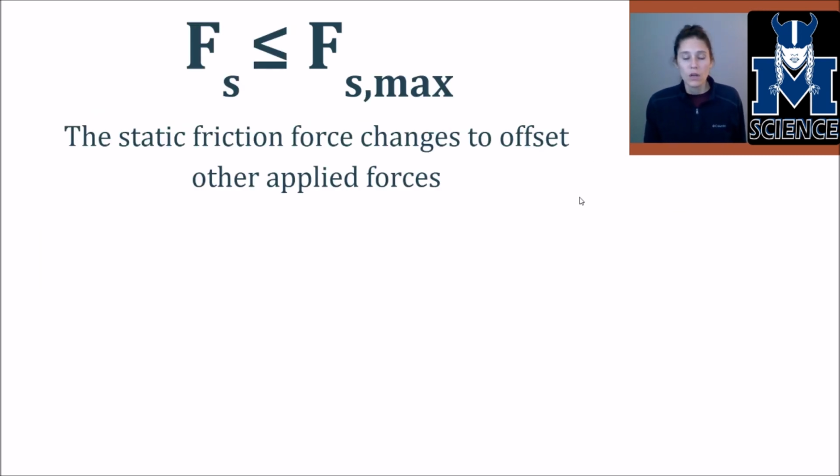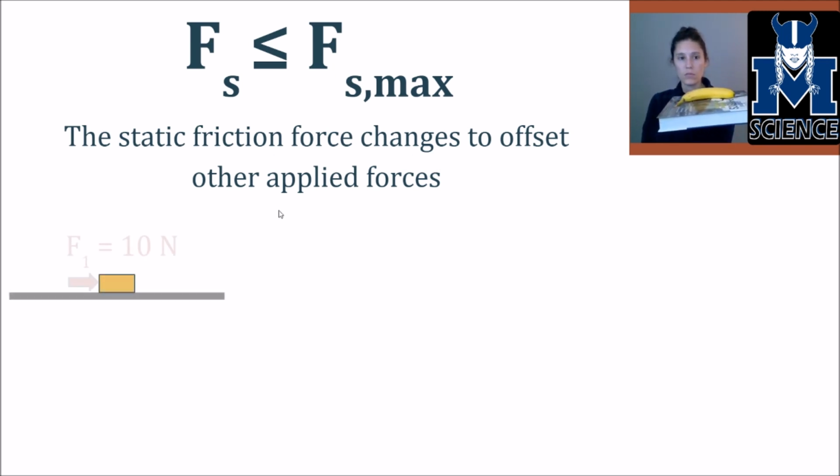So static friction is interesting because it changes its force to offset the other applied forces. Static friction, again with my banana example, is going to be an equal magnitude to the force that I'm applying to the banana. So if I apply a force of 10 newtons to this banana, static friction is going to be 10 newtons.